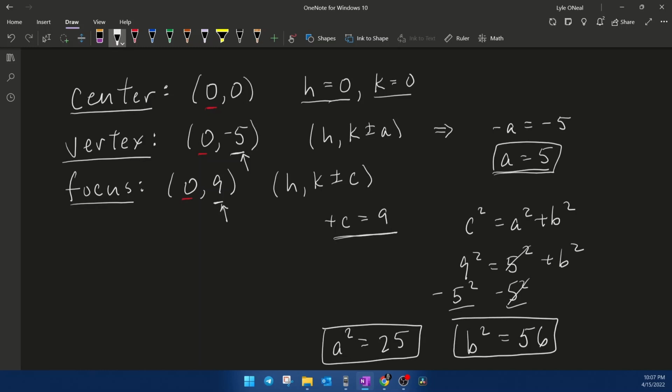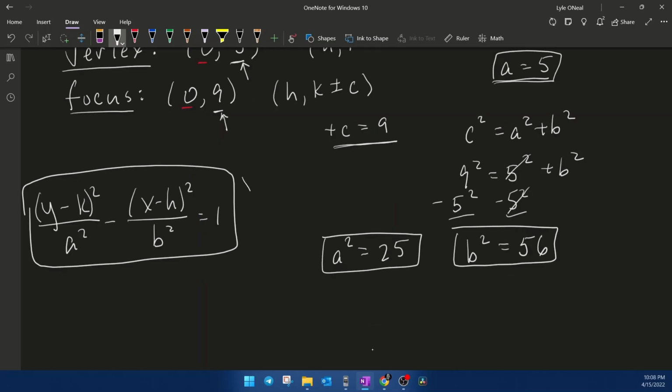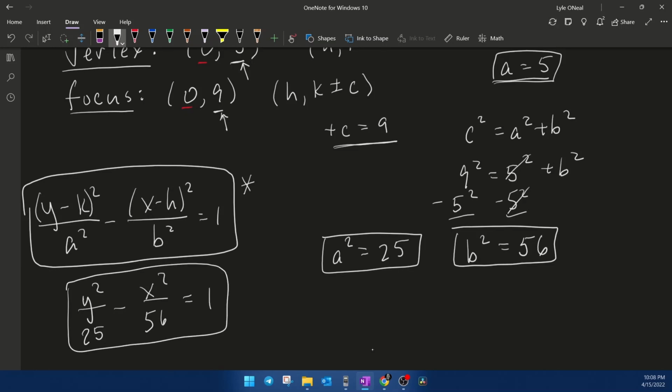And now with the values of h and k, we can write our equation. All right, so what I've done is I've copied the equation we're using based on the transverse axis here. And y minus 0 is going to give us y squared over a squared, minus x minus 0, which is just x squared over b squared, equal to 1, and we're done. And now we need to go check this in our MyLab Math.